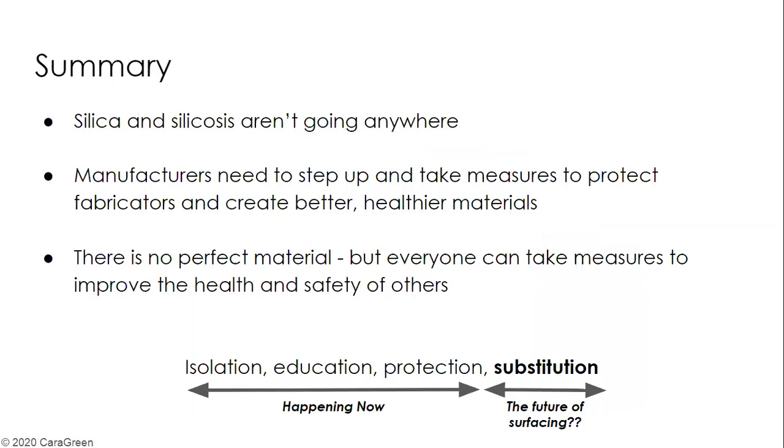Okay, so in summary, silica and silicosis aren't going anywhere. The industry widely accepts that this is the tip of the iceberg on these issues. So it's an awareness. Manufacturers keep stepping up, keep educating, keep doing those things that you're doing to protect the fabricators and continue to innovate and create better, healthier materials. We say this at CaraGreen all the time. There's no perfect material. You're always trading off something. But everyone can take measures to improve the health and safety of others.